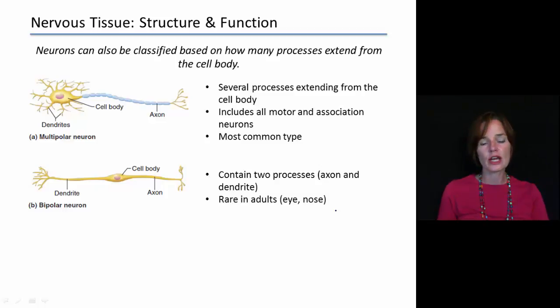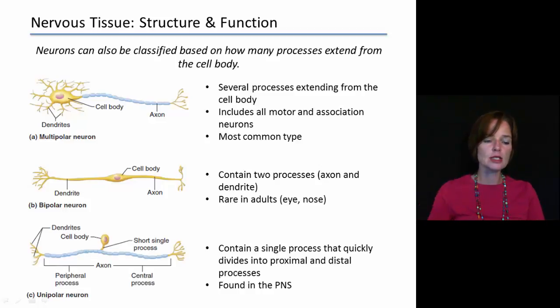We can also have bipolar neurons. Notice that with this one, we actually have two processes. We have what we call an axon, and then we also have the dendrite. These are relatively rare in adults, but we do find them in the eyes. We do also have them in the nose. And then this one down here at the bottom is what we call a unipolar neuron. The unipolar neuron is going to contain a single process. That single process is going to very quickly, when it comes out, split. And when we have that split, it quickly divides into what we call proximal and distal processes. And this is something that we are going to find in the peripheral nervous system.